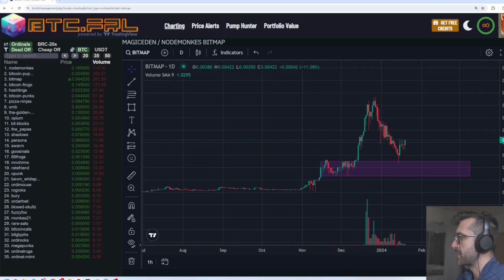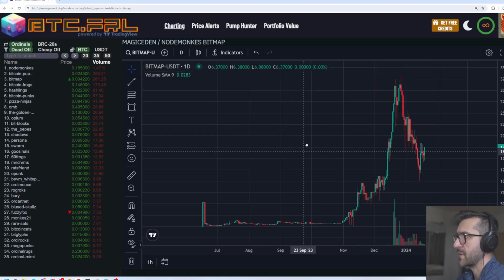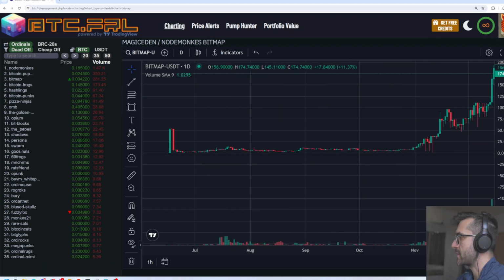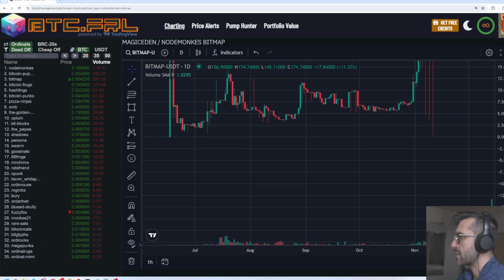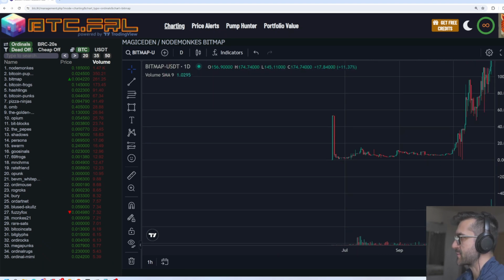Also, if it's confusing to look at the BTC price, you can go here and switch to the USD chart for the same project. The coolest thing is that it calculates the actual dollar value of the corresponding Bitcoin price at that time. So this is September 30th or so, and the price of Bitcoin was around 35,000 bucks, and you can see that the equivalent for Bitmap was around $10. As you can see, this was a monster trade.